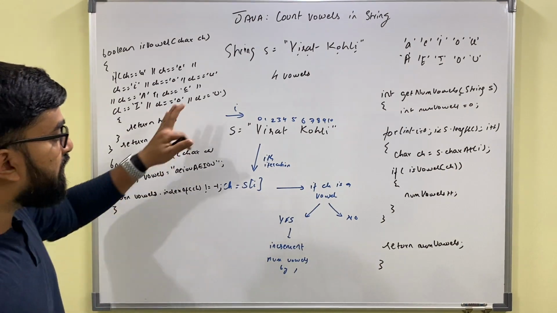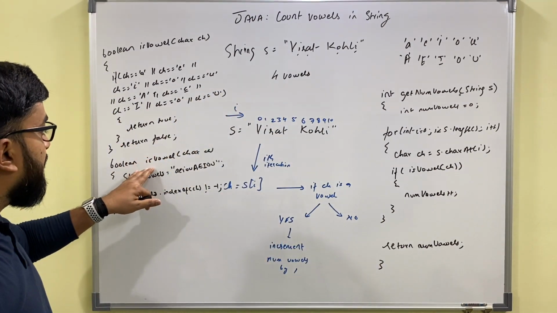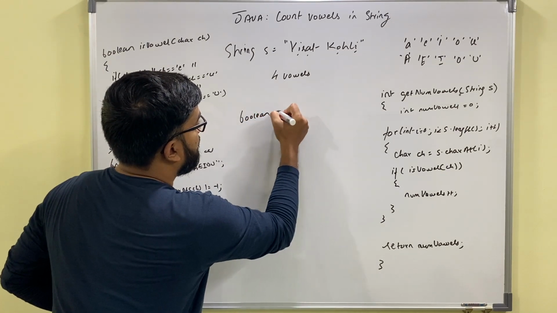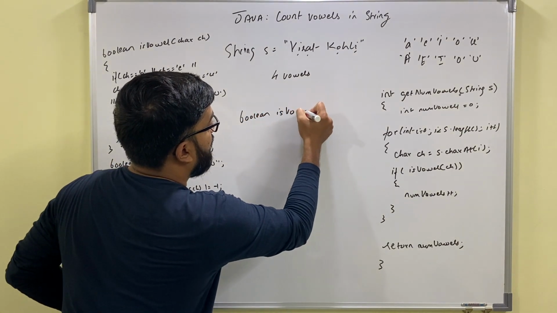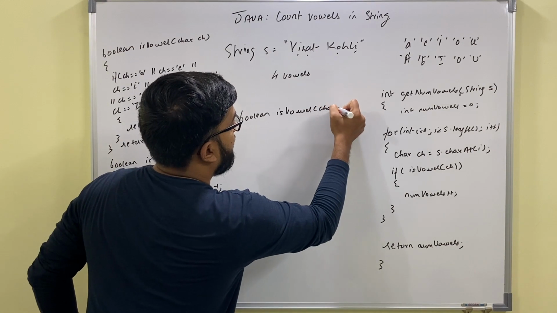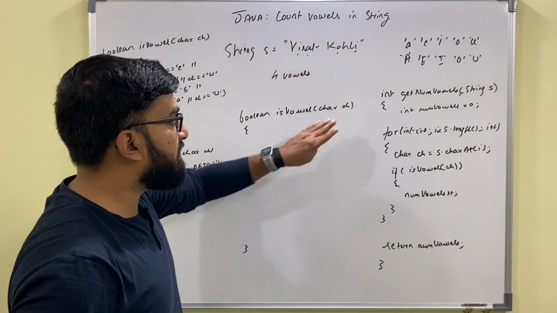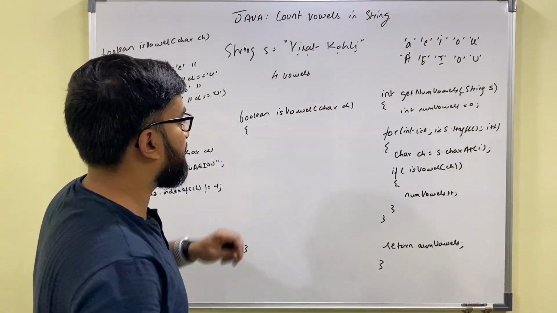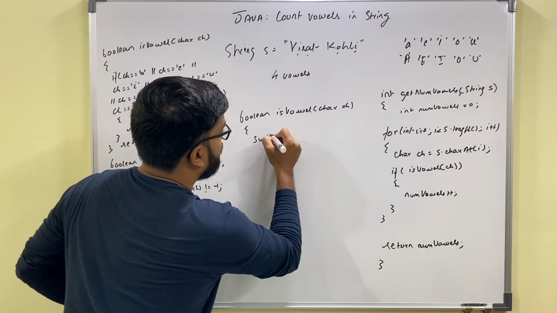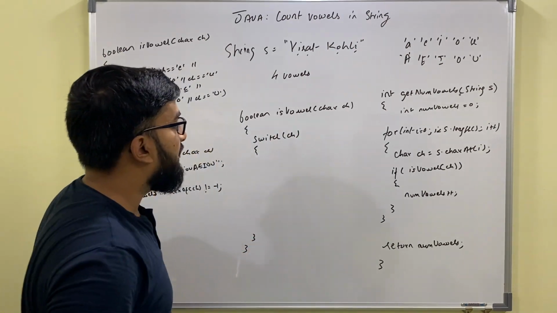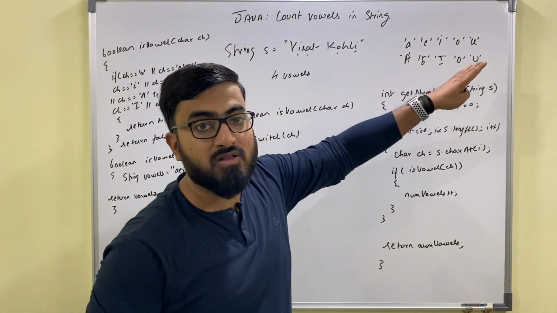Okay. So I'm going to remove this to write another alternate implementation for isVowel. So I'll again say boolean isVowel takes a char ch. Okay. In this case, I'm going to use a switch case. So I'm going to say switch, I'll pass ch. Okay. All right. And I'll write cases for all the vowels.